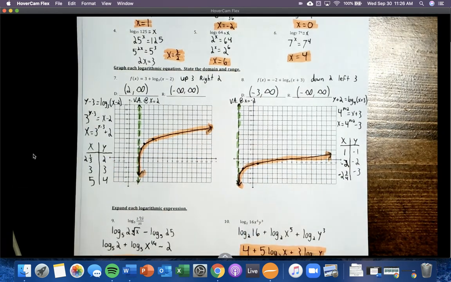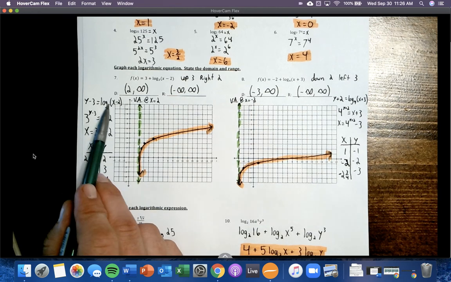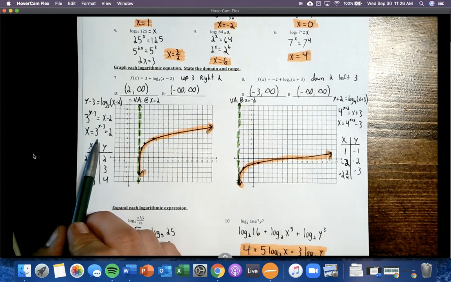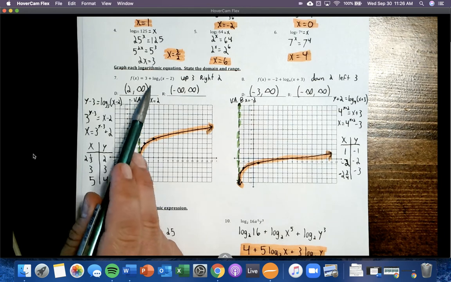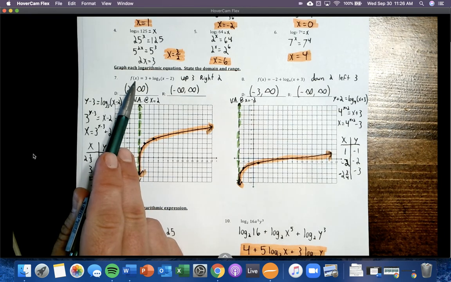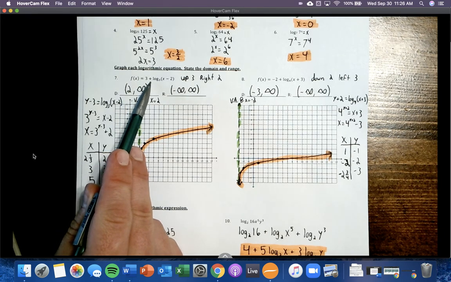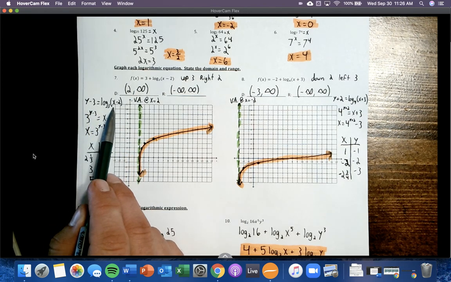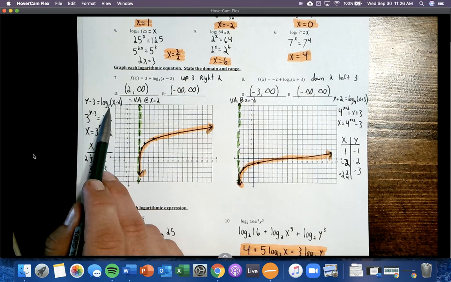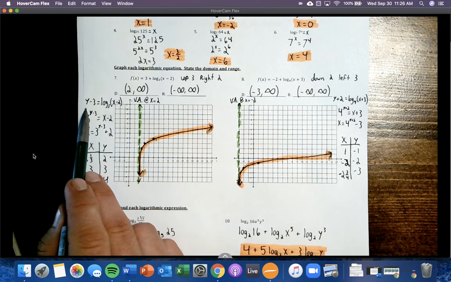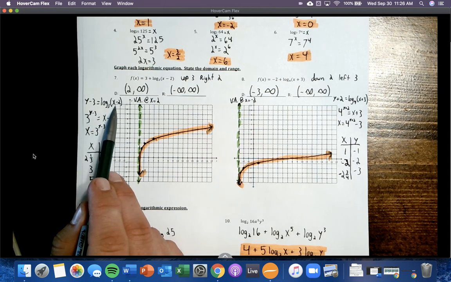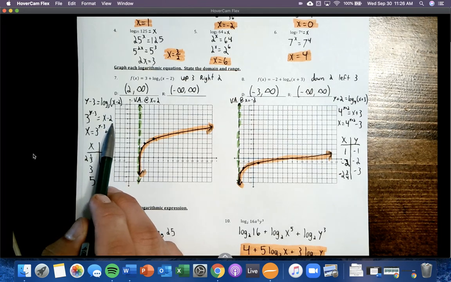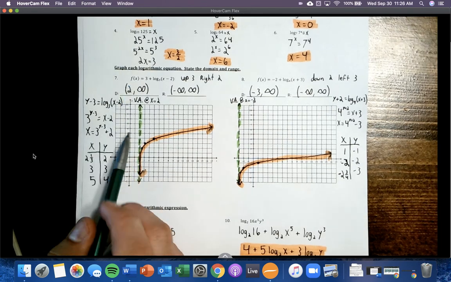Then what we can do is we can kind of flip around our equation so that we can solve for our points. The first thing I did was change the f of x to y, and then I subtracted 3. So I got y minus 3 equals log base 3 of x minus 2. And this is saying 3 raised to the y minus 3 power is equal to x minus 2, just like the transformations we did up here.